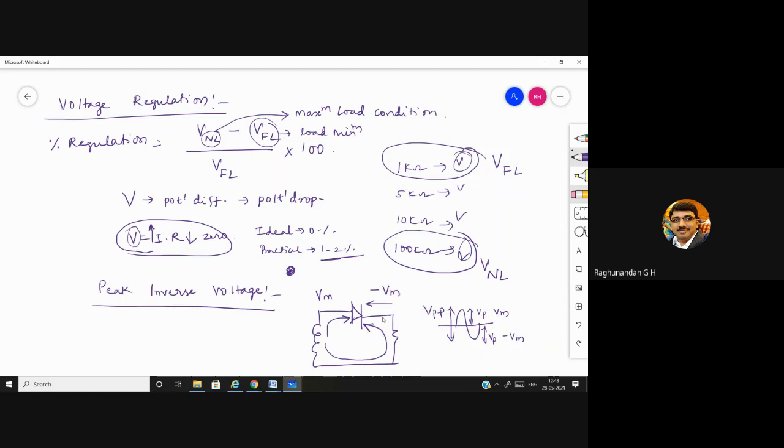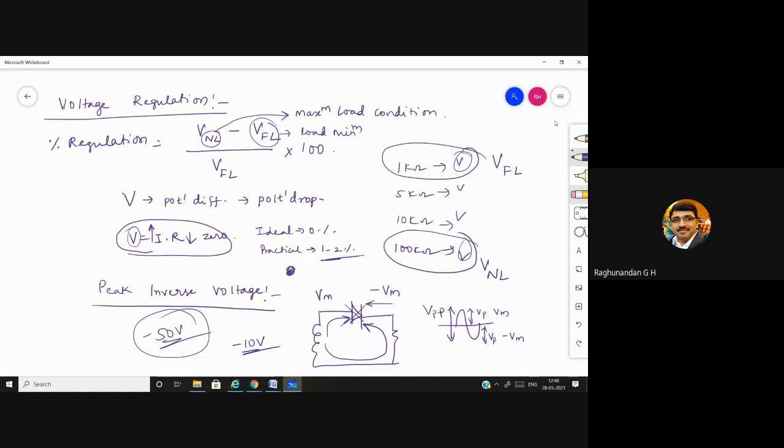Based on the PIV rating of the diode, you can choose the diode. See, if you are thinking to apply 50 volt, and minus 50 volt under reverse bias condition, and the rating of the diode is just 10 volt, then the diode will burst. So you need to choose a diode which has a PIV rating greater than 50 volt. Okay, this is the peak inverse voltage.